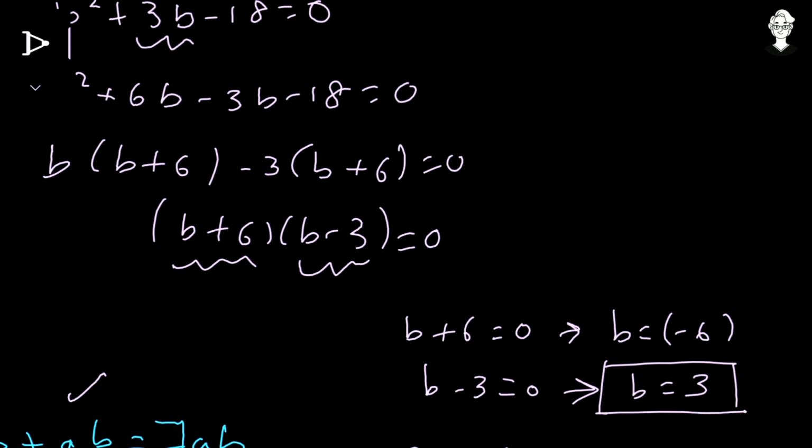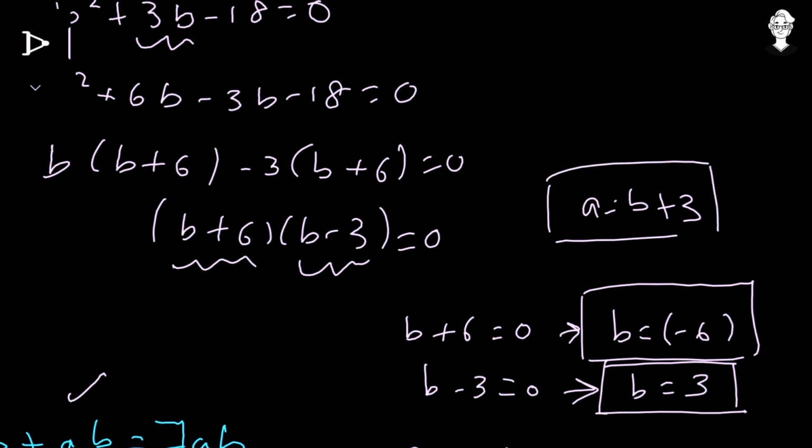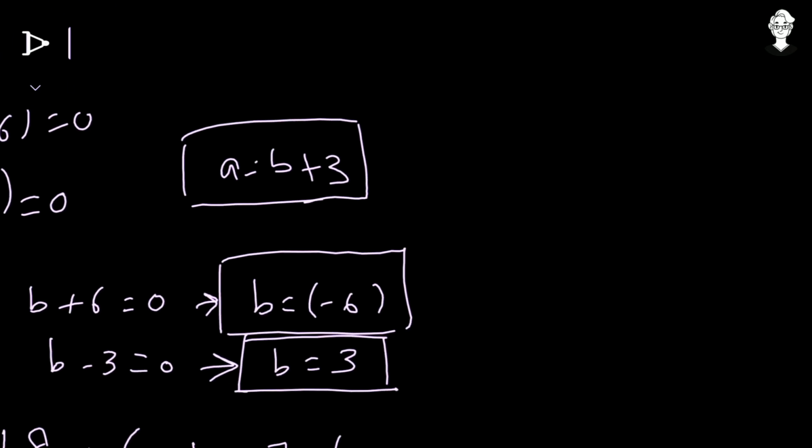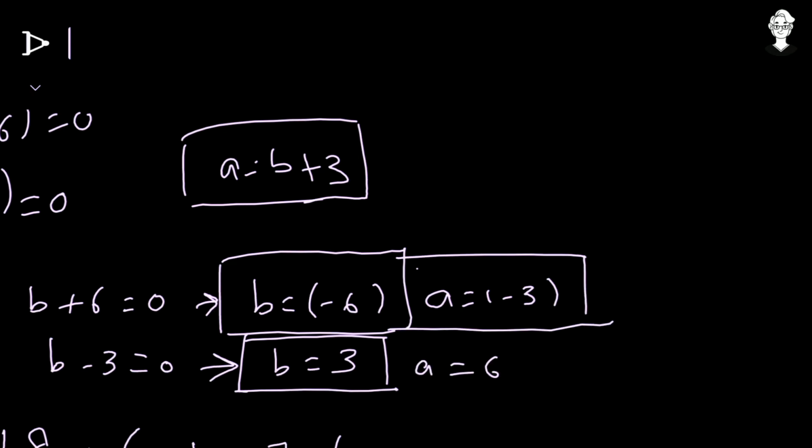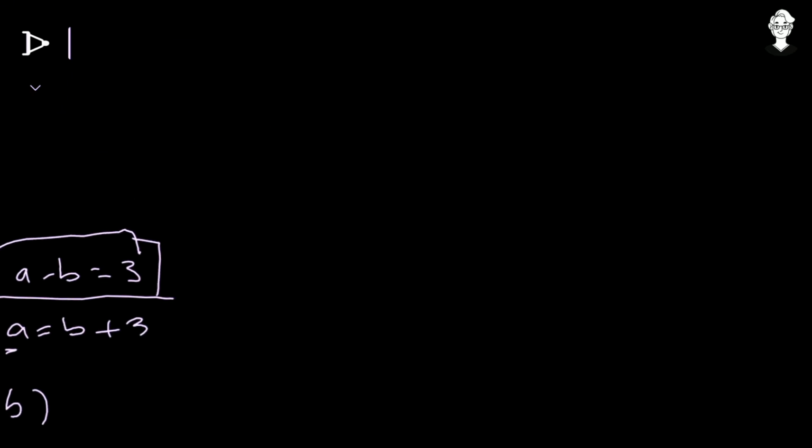Yes. Now remember that a is equal to b plus 3. So I will just put the value of b in this to get the value of a. Putting b equal to negative 6, negative 6 plus 3 gives me negative 3. So a is equal to negative 3. And now putting b equal to 3, I get that a is equal to 3 plus 3, 6. So these are the pairs of solutions that we have just solved for a and b.